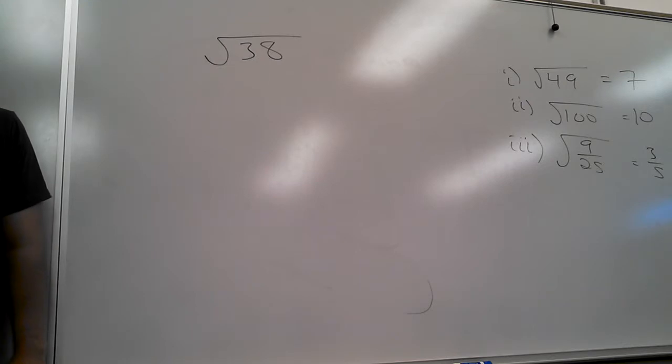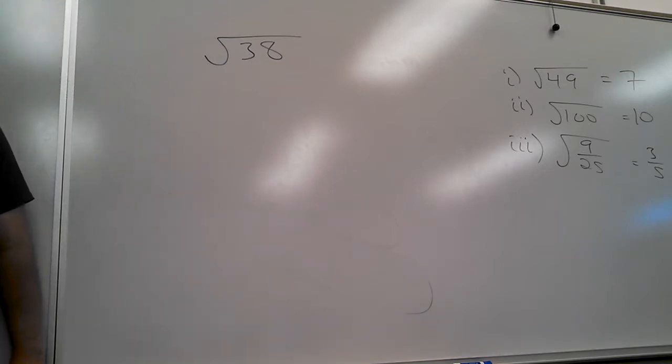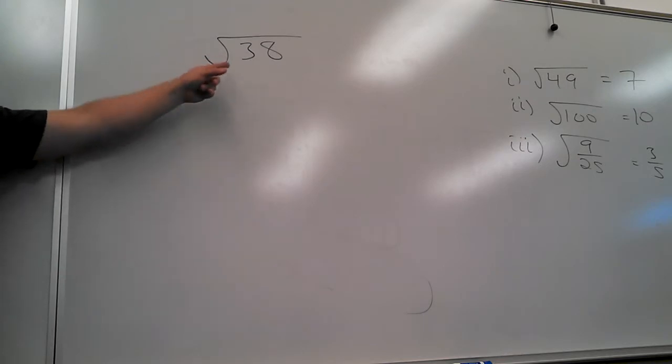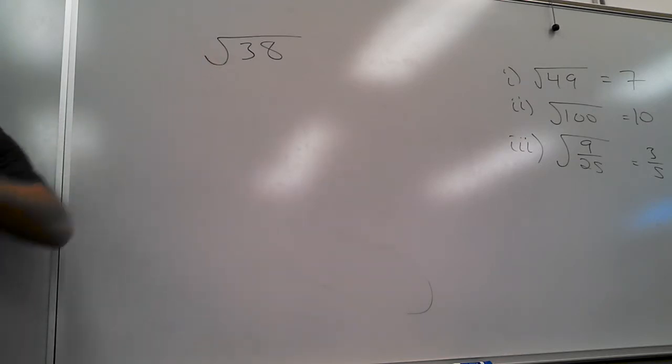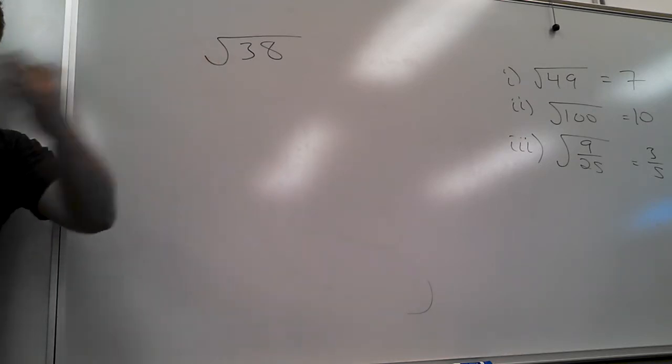6 times 6, 36, remainder 2. Is that what you mean? There's no remainder for this. I like the thought process. But you can at least tell me it's between what 2 numbers? 6 and 7. Why is it between those? Because 6 squared is 36 and 7 squared is 49. So it's got to be between 6 and 7.